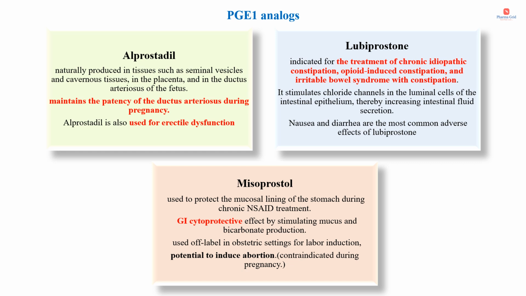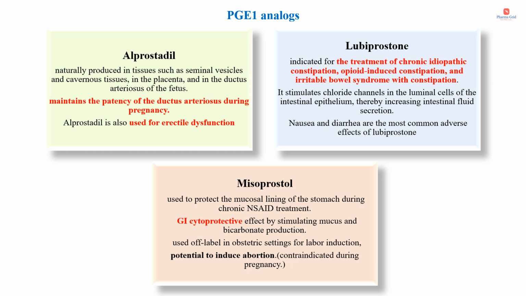And the next drug is misoprostol. This drug is used to protect the mucosal lining of the stomach during chronic NSAID treatment. Misoprostol interacts with prostaglandin receptors on the parietal cells within the stomach, thereby reducing the gastric acid secretion. Furthermore, misoprostol has a gastrointestinal cytoprotective effect by stimulating mucus and bicarbonate production. This combination of effects decreases the incidence of NSAID-induced gastric ulcers.